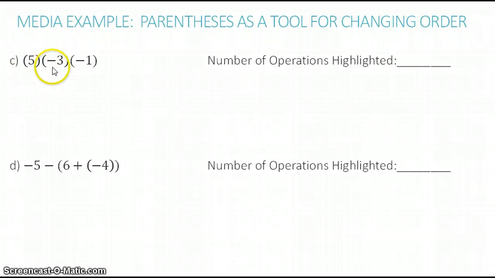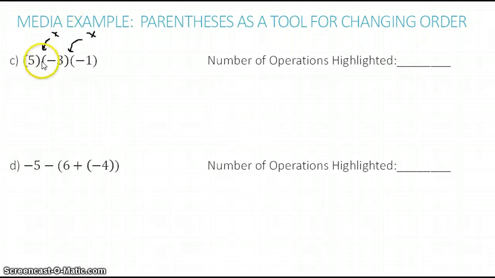(5) times (-3) times (-1). So this problem has parentheses in it, but notice there are no operations to be performed within the parentheses. Each parentheses or pair of parentheses has exactly one number in it. So these parentheses are being used for a different purpose. They are only to indicate that in between these two numbers we are going to perform multiplication.